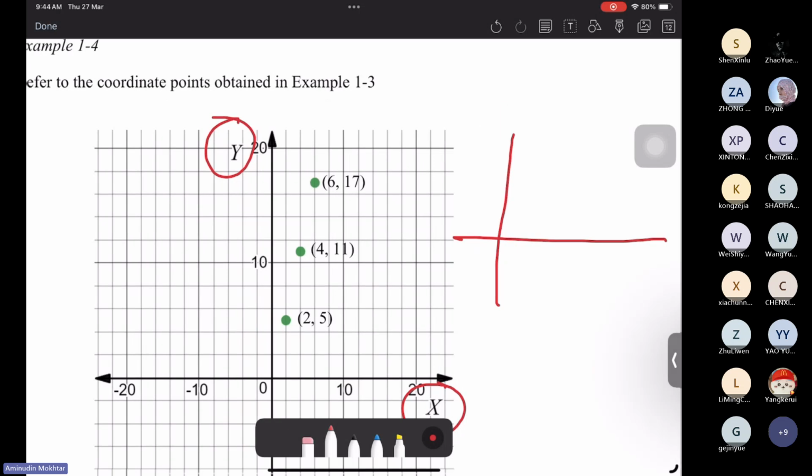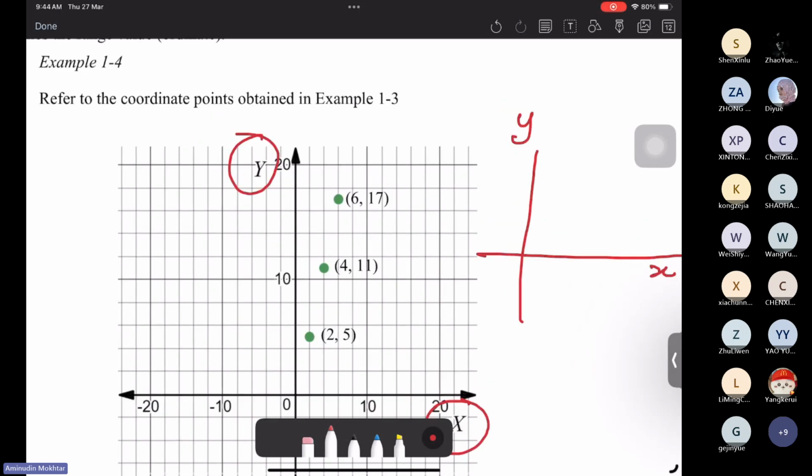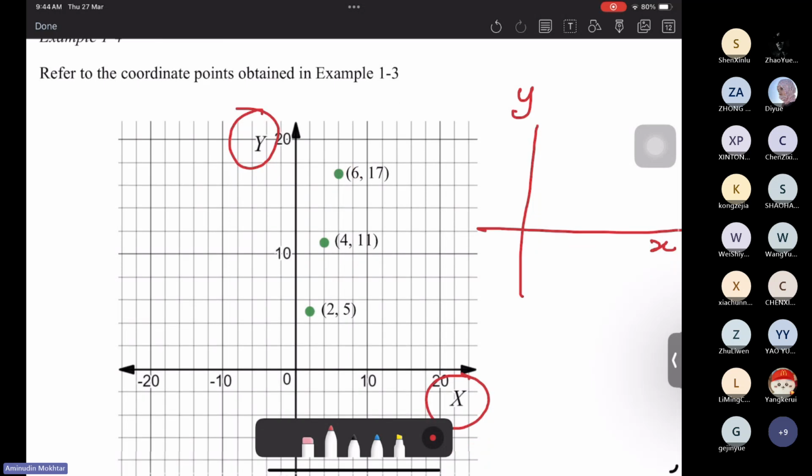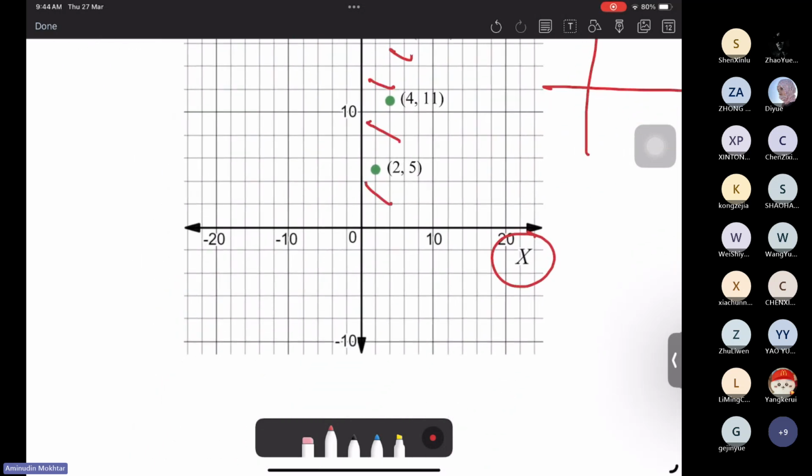And then we can plot the coordinate. For example, this one. We can plot the coordinate by referring to the point on every line. For example, at this point maybe we have -10 for x and also -5 for y. That's how we plot the coordinate.